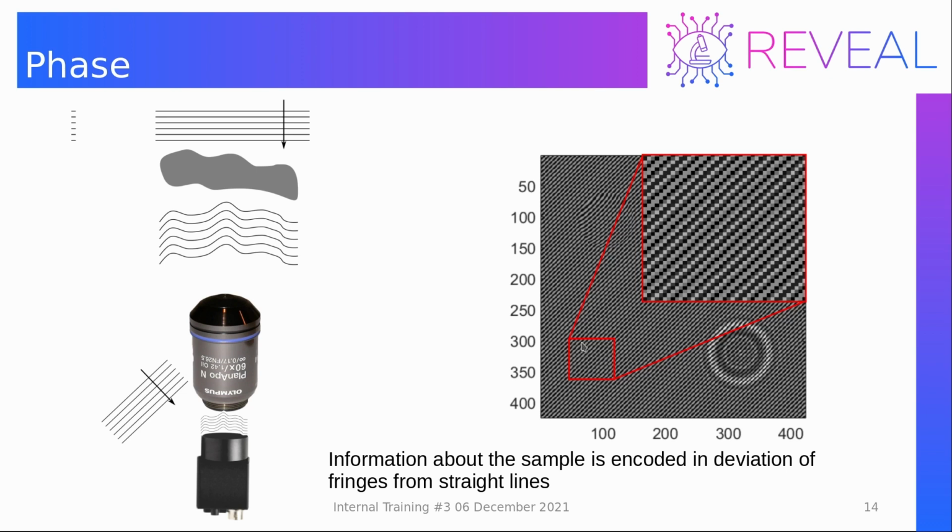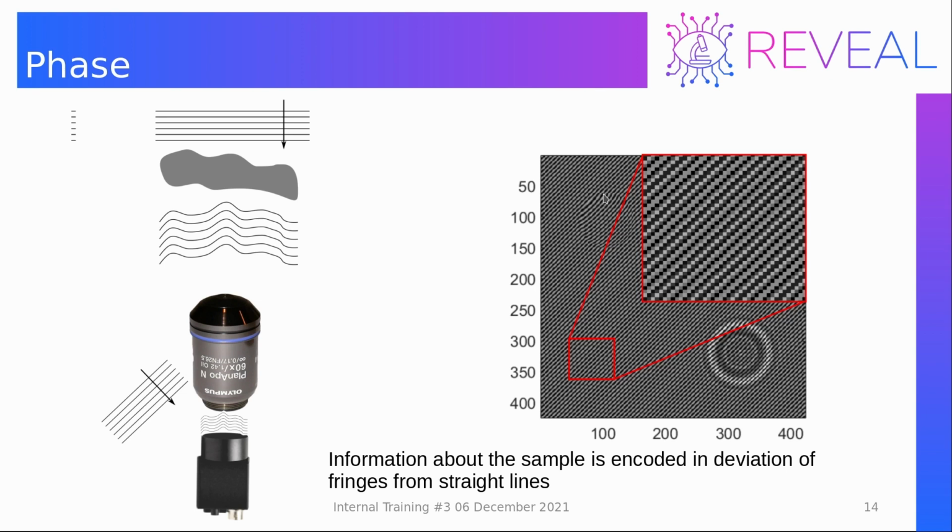So if there is no sample in the field of view, then the fringes will be straight lines. If there is a sample in the field of view, and I have simulated here a spherical object, then you will see that the fringes deviate from straight lines.